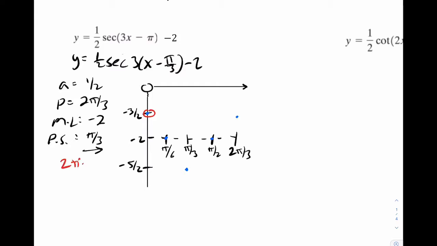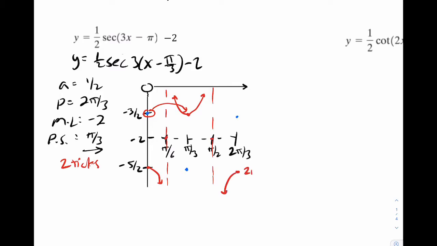Pi over 3 is 2 ticks. Let's move it over 2 tick marks. That'll be right here. And reconstruct around it. So here's our new points. And again, we're just following the trig patterns here. And let's draw our secant graph. Wherever it hits the middle, those are the asymptotes. And let's draw the parabolas in.